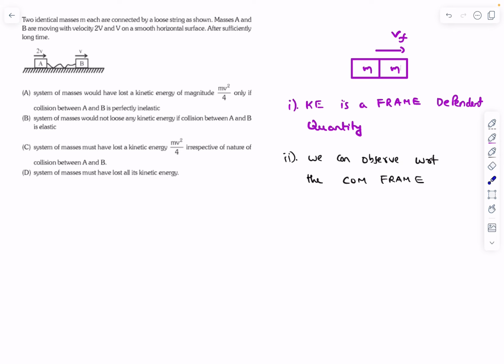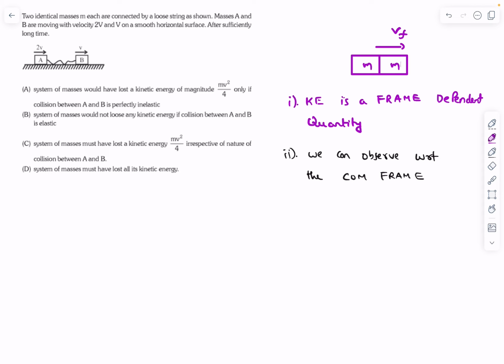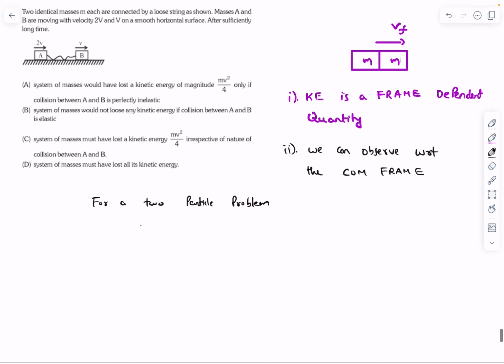And it turns out that the energy that is lost in the center of mass frame, we can figure out much more easily, and that will also be the energy lost in the ground frame. Okay, so let's see what happens in the center of mass frame. Here I'm going to use some results that I have derived in earlier videos. In short, for a two particle problem like in this question, the kinetic energy of the system in the center of mass frame comes out to be half reduced mass times vrel squared.